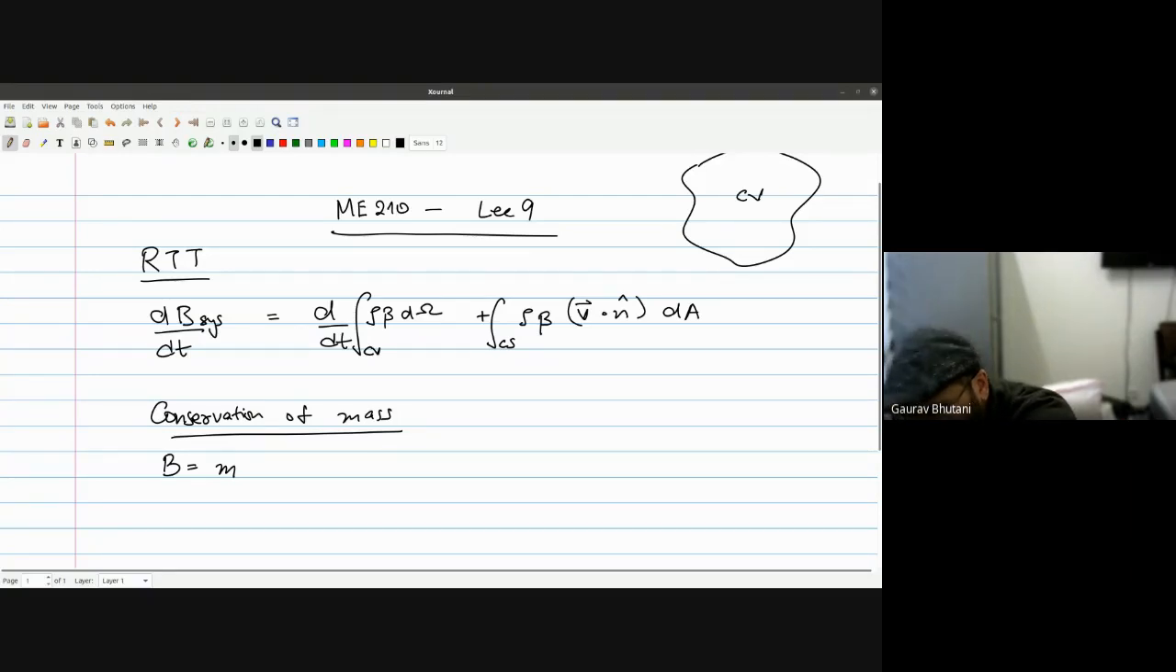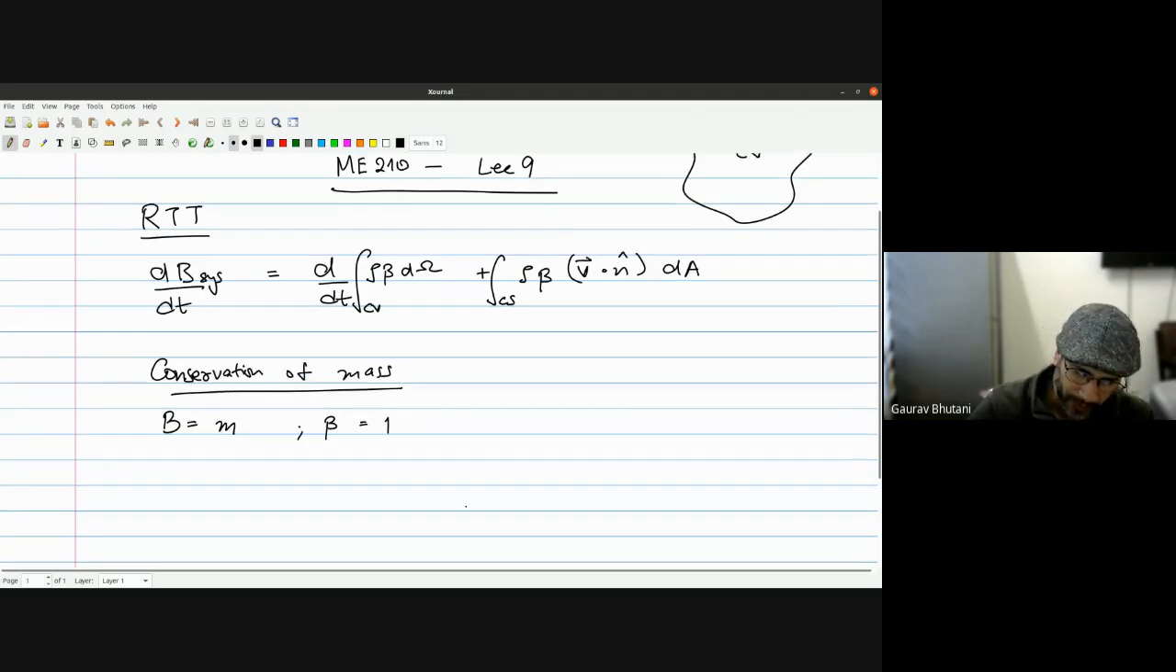So recording started now. Lecture number 9, 210 fluid mechanics, conservation of mass. When we apply this for conservation of mass, we take capital B as M. That's the extensive property we're interested in. And then automatically the beta, which is the corresponding intensive property, becomes 1. So in that situation, let's apply the RTT.